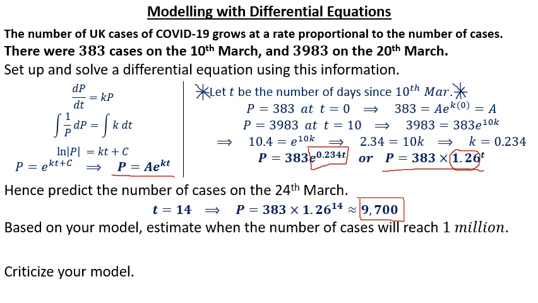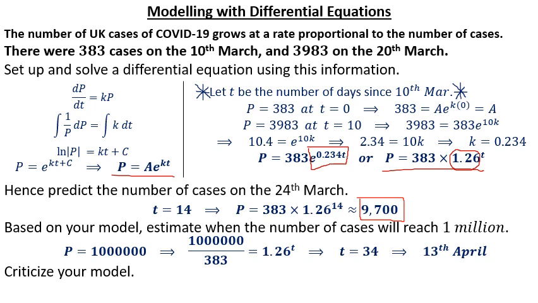Based on your model, estimate when the number of cases will reach 1 million. Well, this is the same kind of question as before. The only difference is we know the value of P instead of the value of T. So we can substitute P equals 1 million. And although it may seem like a much, much bigger number than 9,700, multiplicatively, it's not that much bigger.